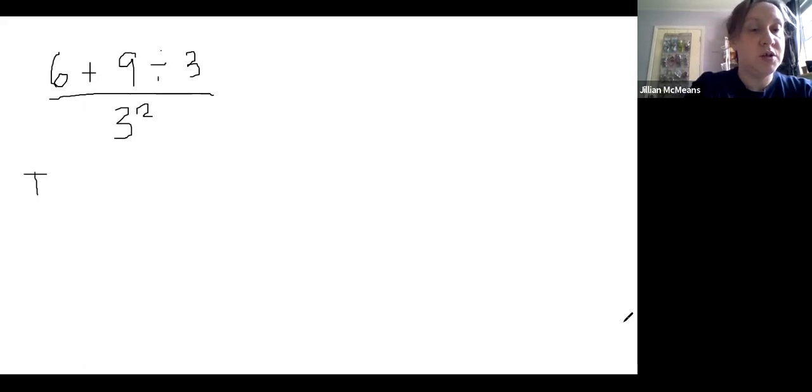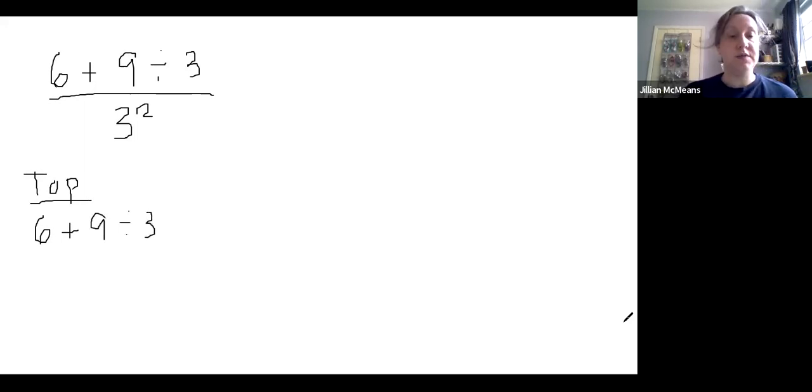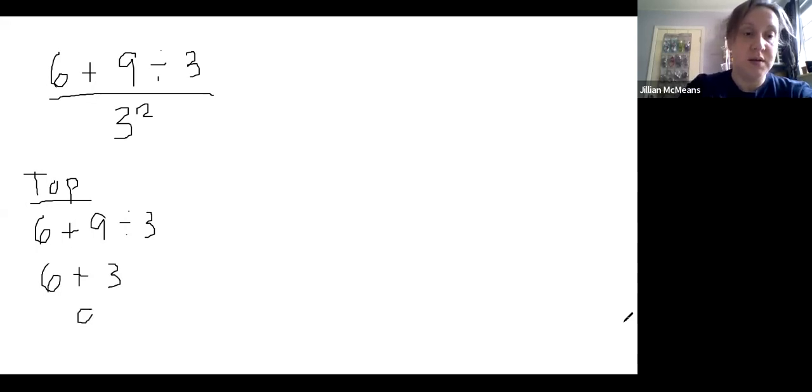So if I'm looking at just the numerator, or that's the top part of this problem, I have 6 plus 9 divided by 3, and I'll just treat it like its very own problem. So I would take care of the division first according to the order of operations. Rewriting the problem, I have 6 plus, and then 9 divided by 3 is 3. So 6 plus 3 is 9. So right here, the numerator of this fraction, or the top, is 9.